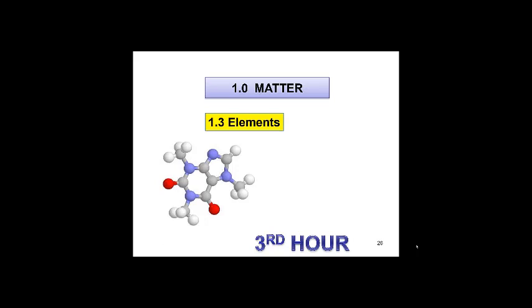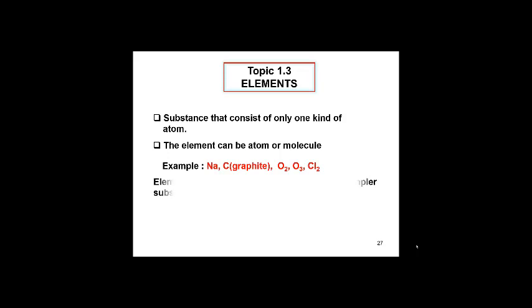Moving on to the last subtopic, which is elements. Actually, you already learned about elements, so this is a recap. So, what is an element? An element is a substance that consists of only one kind of atom. An element can be an atom or a molecule. Examples of elements are sodium, Na, carbon, graphite, oxygen gas, O2, ozone, O3, chlorine gas, Cl2. An element cannot be decomposed into simpler substances.